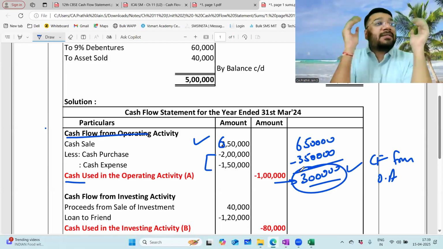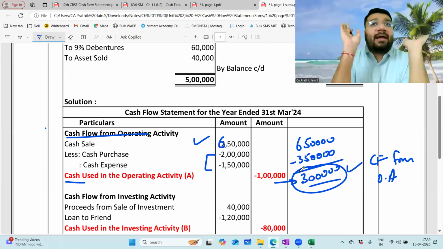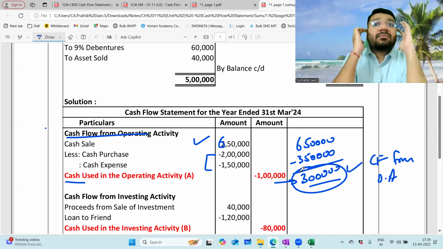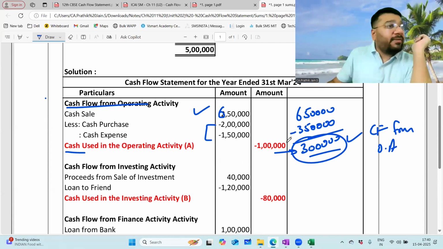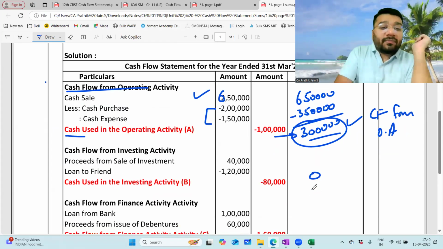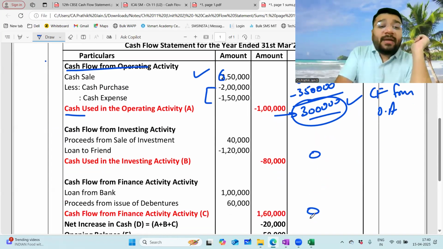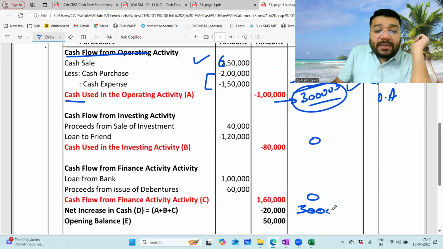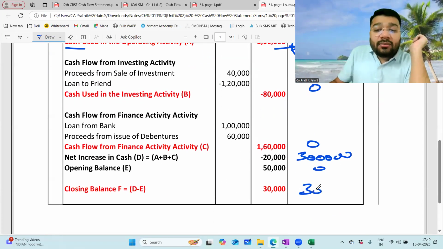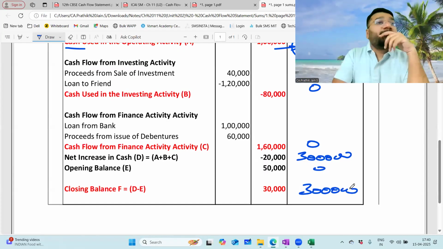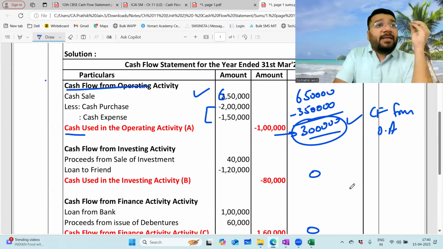Imagine there is no opening balance. So this eventually becomes my closing balance. Imagine this is cash flow from operating activity. Investing is 0. Financing is 0. What is my net flow? 3 lakh rupees. Imagine your opening balance is 0. Then this 3 lakh is automatically your closing balance. You got it?